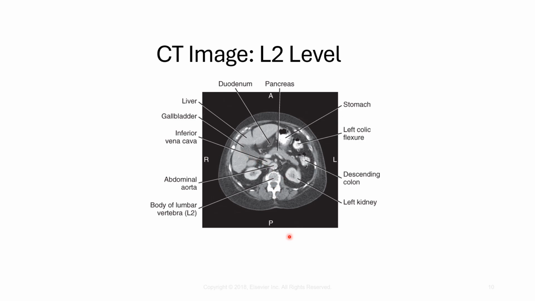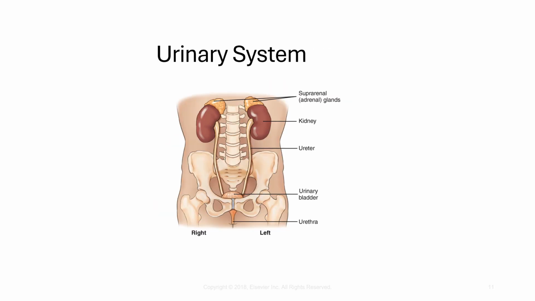Now, as far as identifying these structures, it's just a good idea to start looking at them and get a feel for what you actually are seeing on there. Not for testing purposes so much, but the registry is pushing to start making cross-sectional anatomy a part of our registry exam. The urinary system is shown on page 105, figure 3.10.